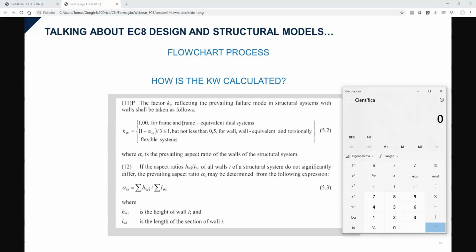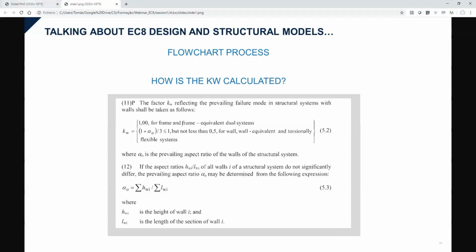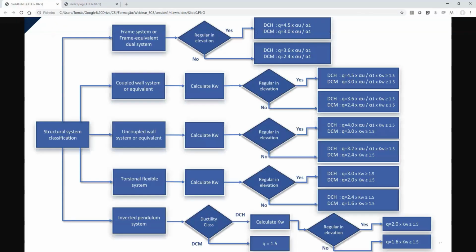In our case, the least slender wall has a height of 41.4 meters and a plan length of 7.42 meters. The total factor we calculated is 5.57. Since the expression results in a value greater than 2, it means the kW value is 1.0. We conclude from our flowchart that there is no need to reduce the behavior factor we previously calculated in either direction. Another very important topic is checking the regularity and elevation of the building.